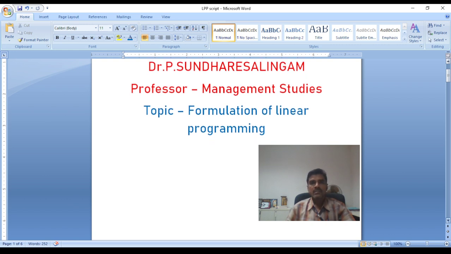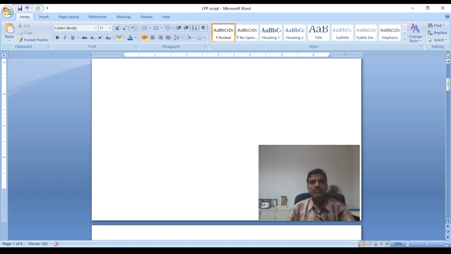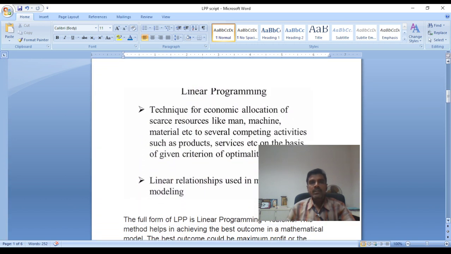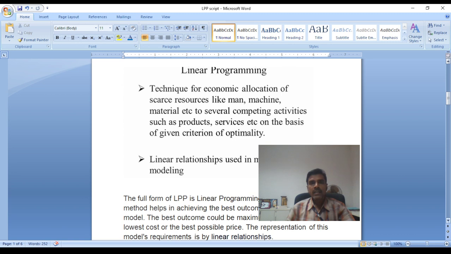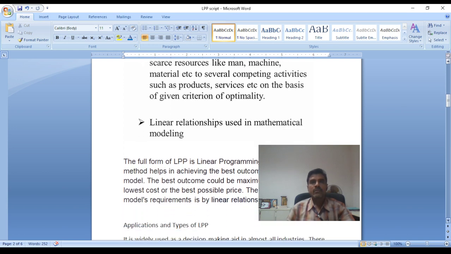So what is linear programming first of all? Linear programming is a technique for economic allocation of scarce resources like man, money, machine, material, to several competing activities such as product, service, etc., on the basis of a criteria of optimality. So we have to find out the right mix or optimal mix of the quantity. Linear programming is a tool in operations research to identify or allocate scarce resources. So this is what linear programming is all about.